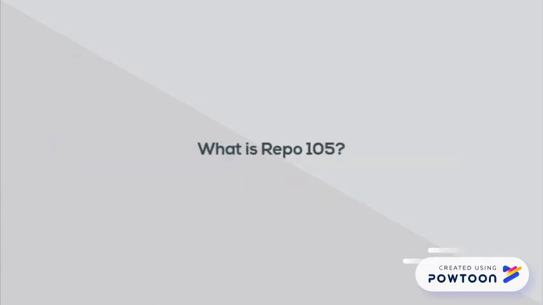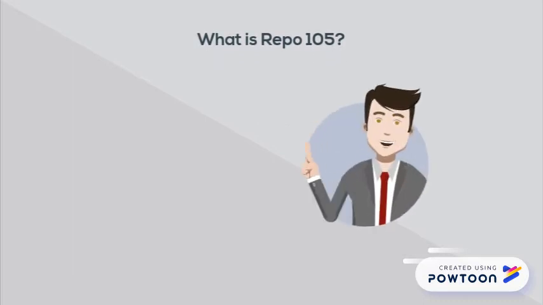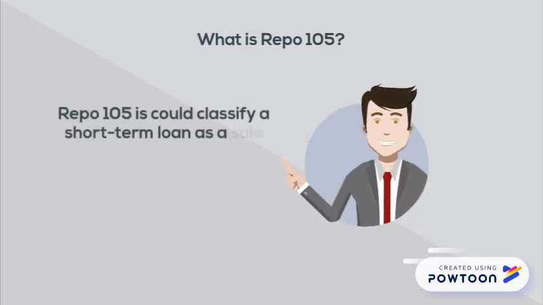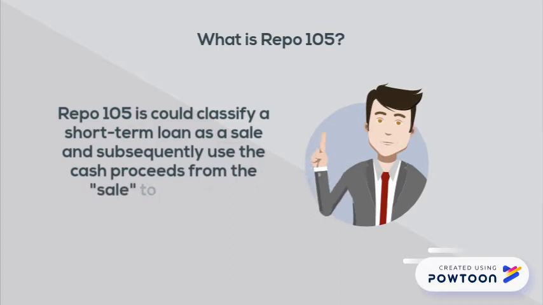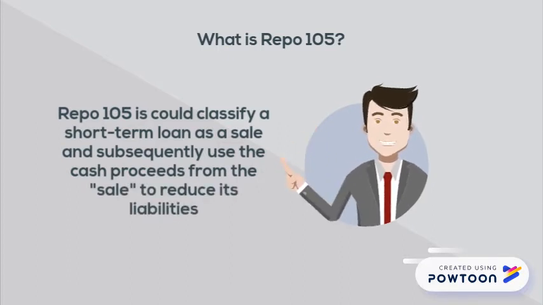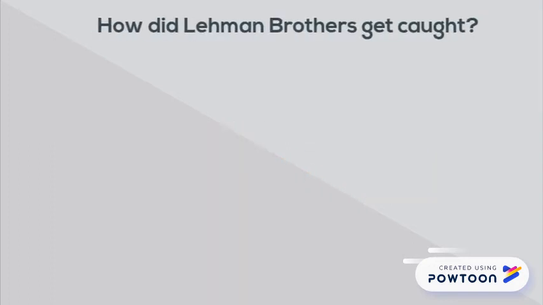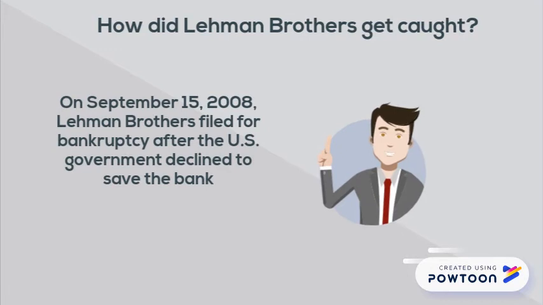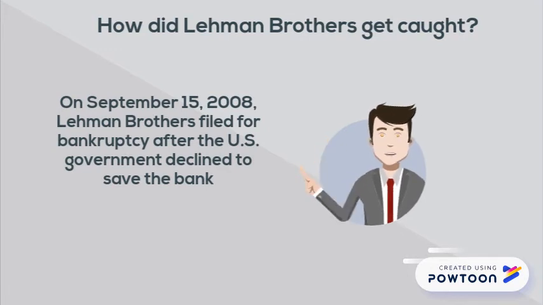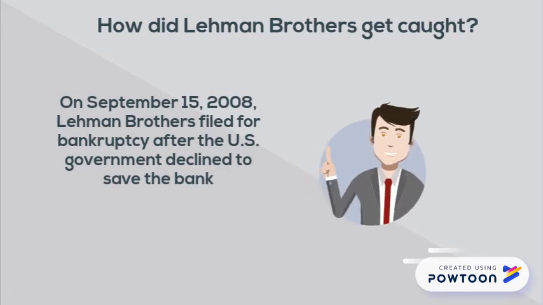What is Repo 105? Repo 105 could classify a short-term loans as a sales and subsequently use the cash proceeds from the sales to reduce its liabilities. How did Lehman Brothers get caught? On September 15, 2008, Lehman Brothers filed for bankruptcy after US government declined to save the bank.